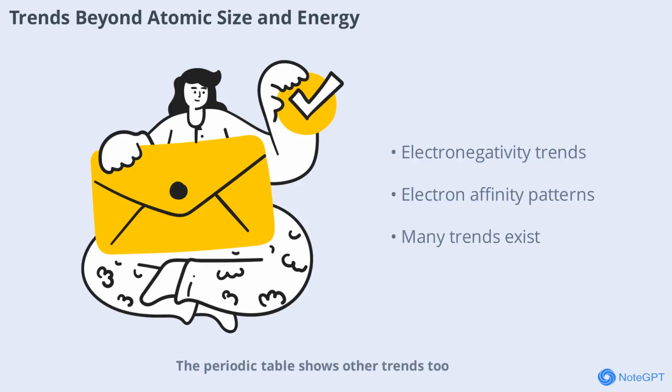The periodic table shows other trends too, like electronegativity and electron affinity. While today we're focusing on atomic size and ionization energy, remember that the table is full of patterns that help explain the behavior of all elements.